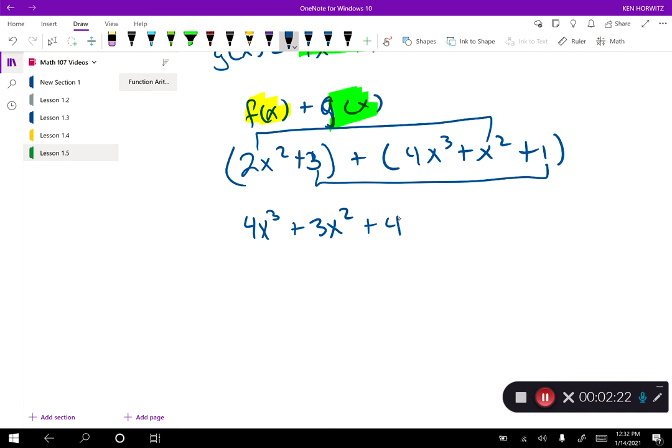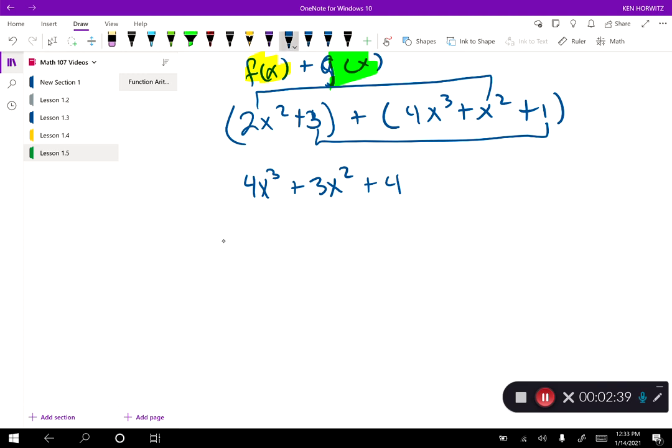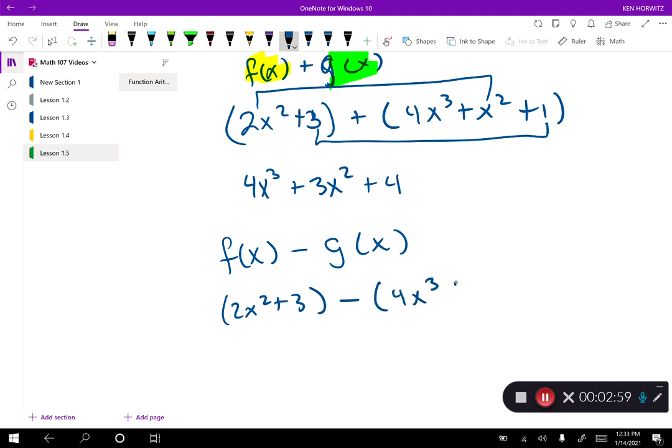All right. So again, the thing you want to remember with addition is you always want to add your like terms. Can't add 4x cubed with 2x squared. They're different. Now, as I said, the parentheses come really handy when you're talking about subtraction. So let's take a look at a similar type problem and just say we want to, instead of f of x plus g of x, I want to do f of x minus g of x. I'm going to start by putting my 2x squared plus 3 minus 4x cubed plus x squared plus 1.